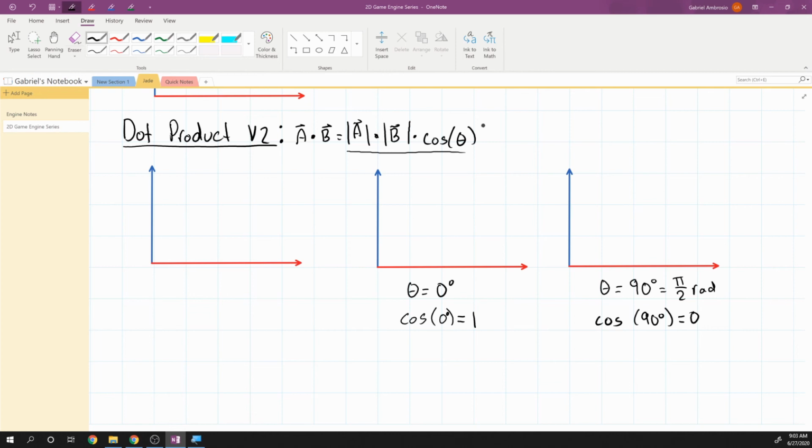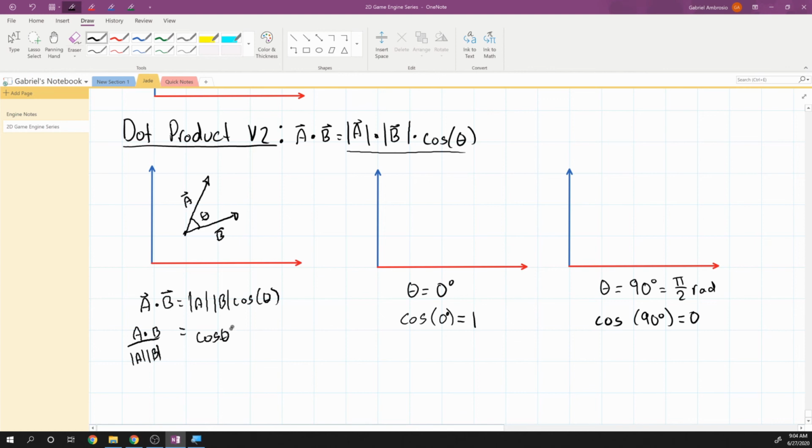But we will talk about what this means for us. So what we're saying is if we have two vectors, A and B, the angle between them, we can write theta is equal to A dot B is equal to the magnitude of A times the magnitude of B times the cosine of that angle. In other words, we could also say that A dot B over their magnitudes is equal to the cosine of theta.